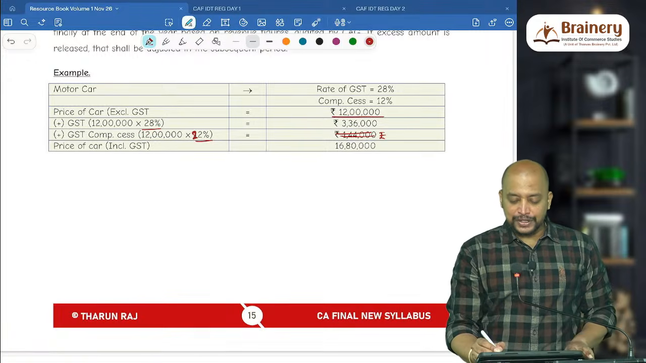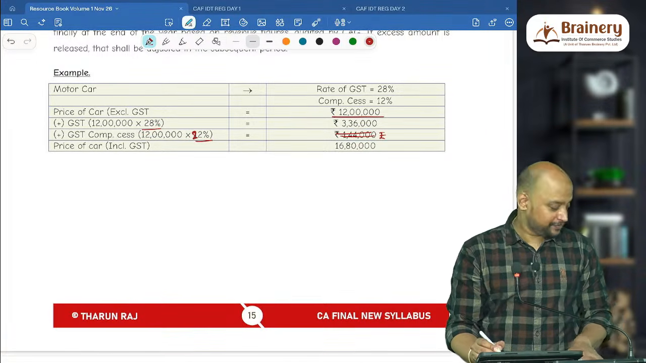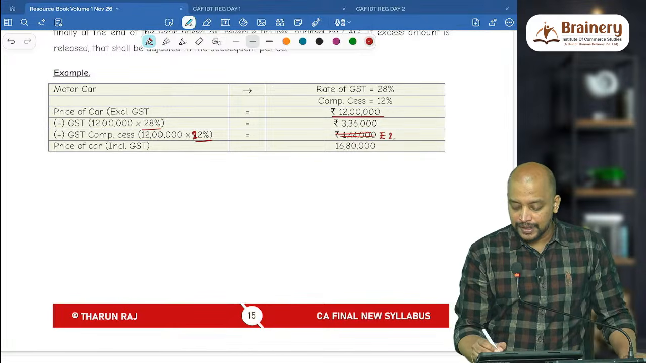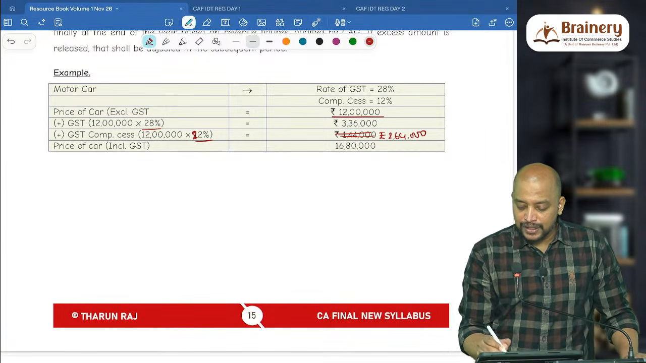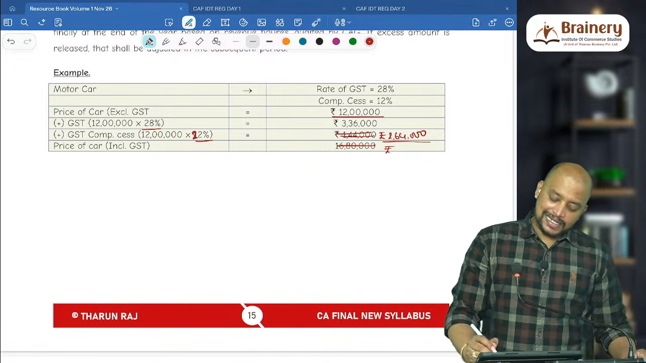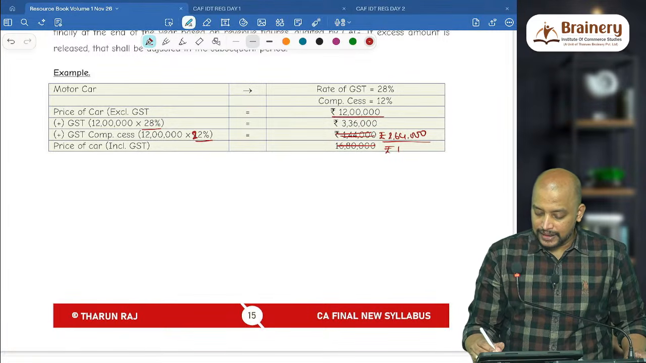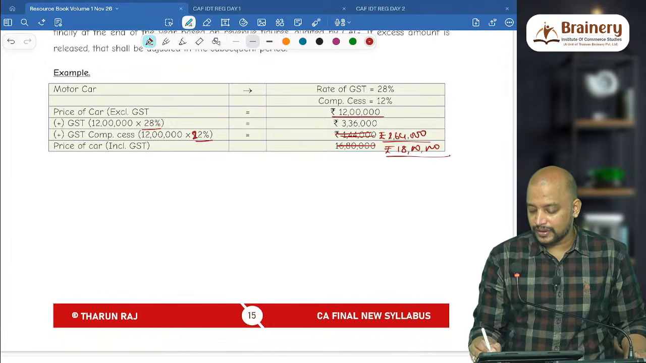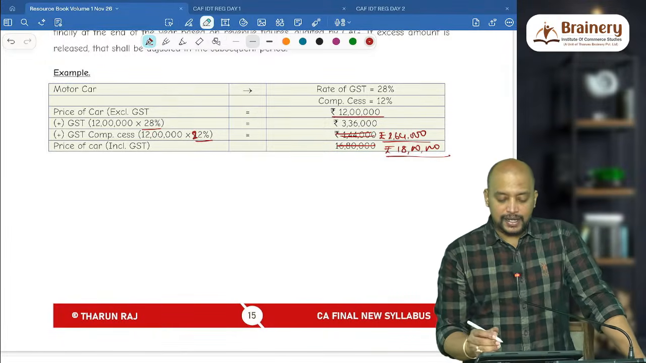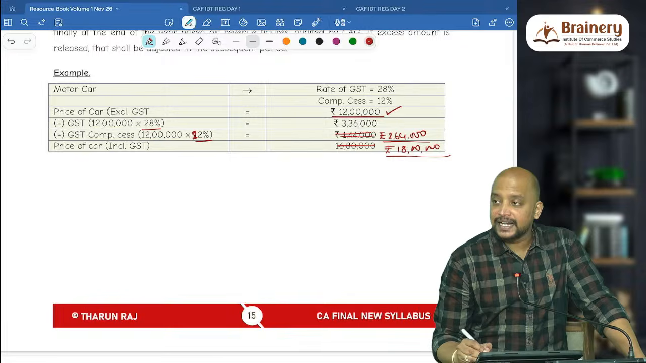So 12 lakhs into 22%. GST compensation cess will be computed on the same 2 lakh 64,000. So what is the final price? 12 lakhs plus 3 lakh 36 plus 2 lakh 64,000, that is 18 lakhs. So a 12 lakh worth car, you are paying 18 lakhs.